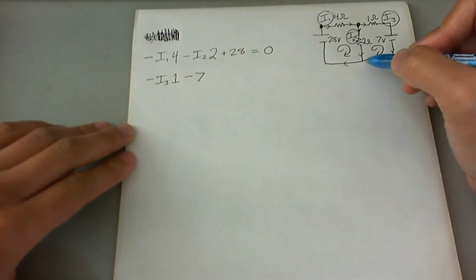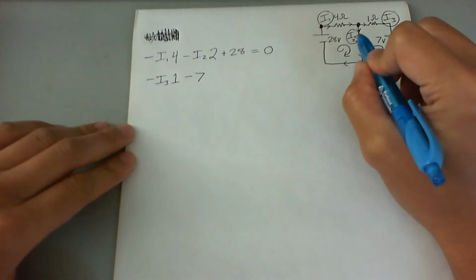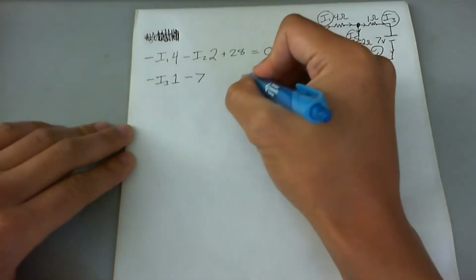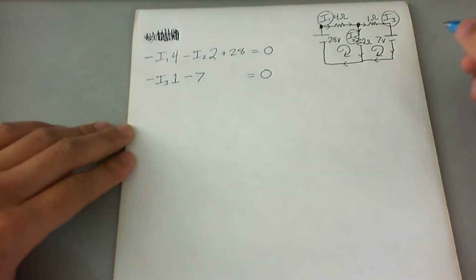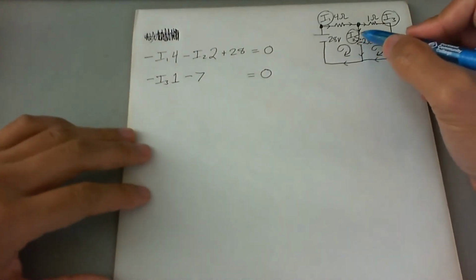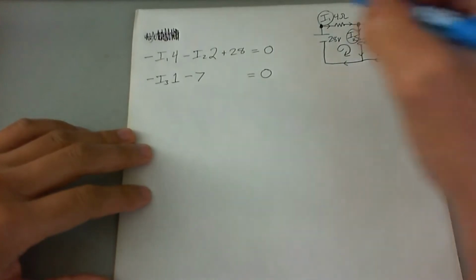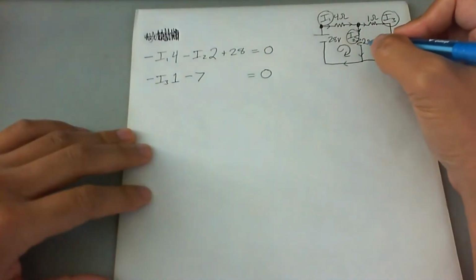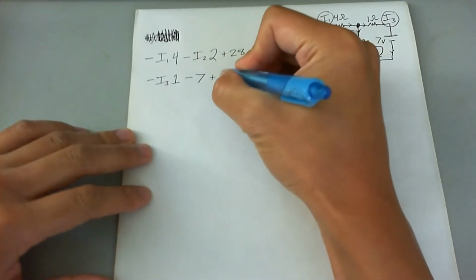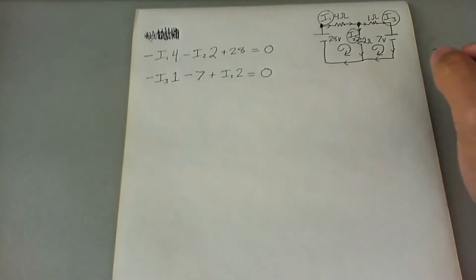And now for this part right here, you could see that you're going to have to go up through this resistor to go back to the same point and have the equation equal to net 0 volt. But we are going against current. So instead of a voltage drop, we are going to have a voltage gain. So instead of a minus I2 times 2, we're going to have a plus I2 times 2. And that's our second equation.